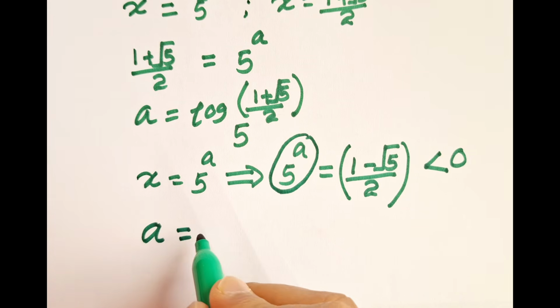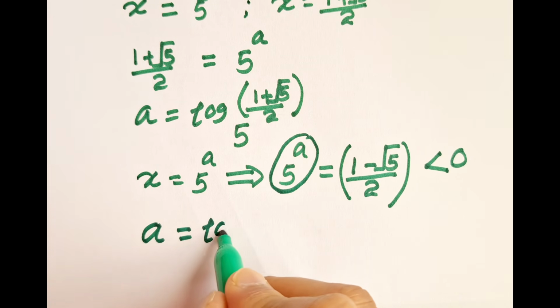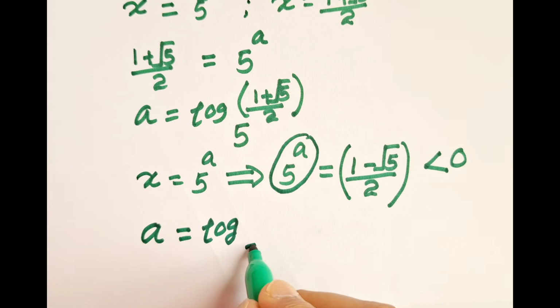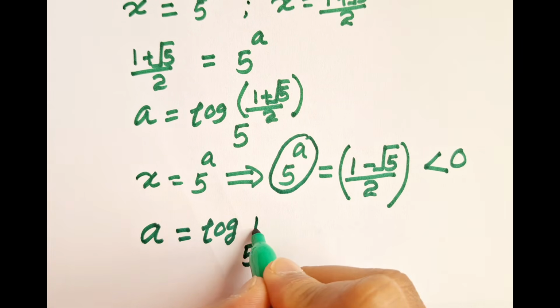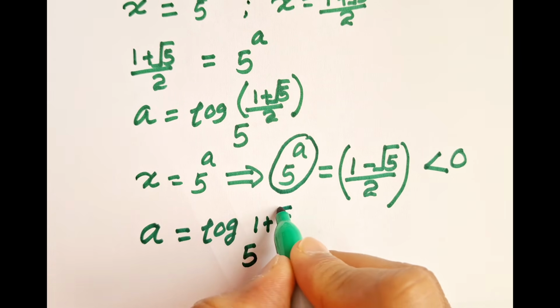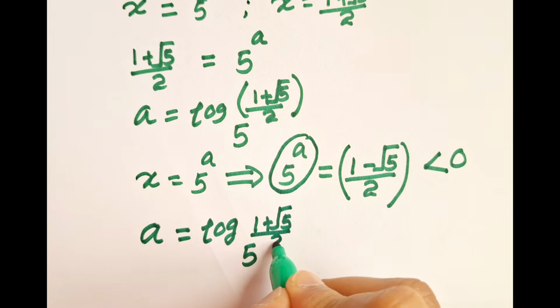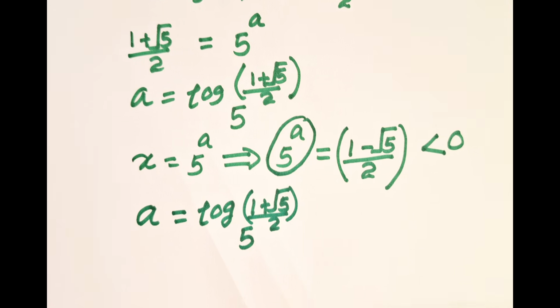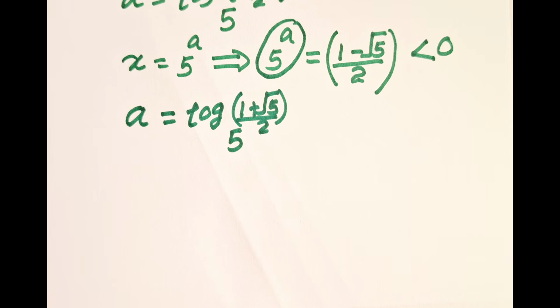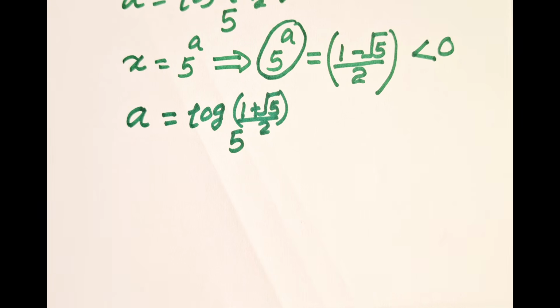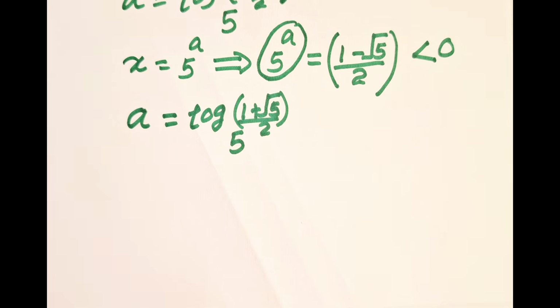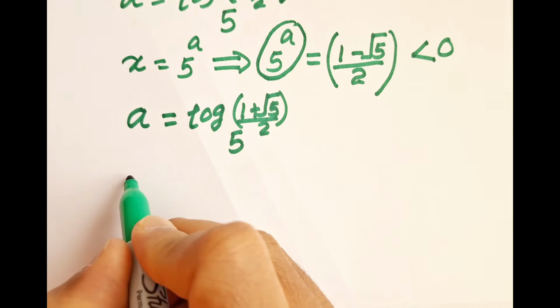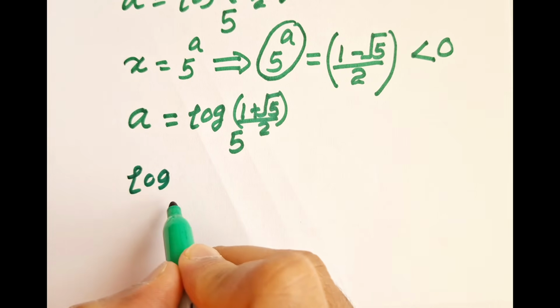Therefore, our final answer is a equals log base 5 of 1 plus square root of 5 divided by 2. This is our final answer. Although this is our final answer, if someone wants to provide a more realistic solution for a, we can apply this nice logarithm rule to the solution further.